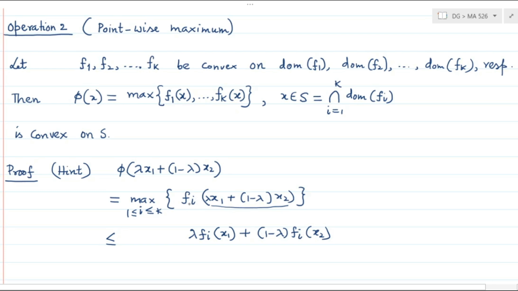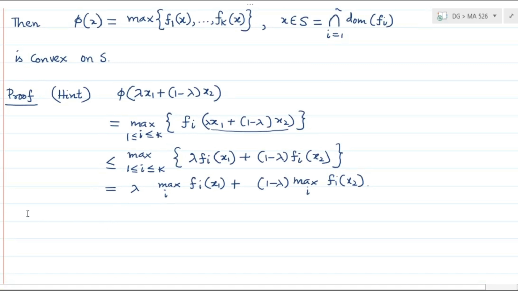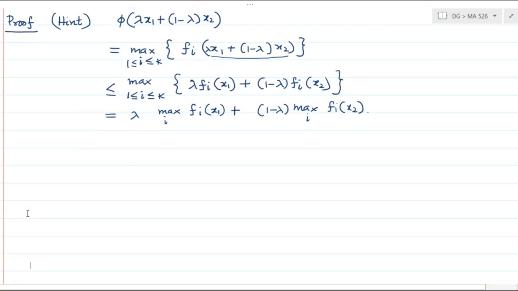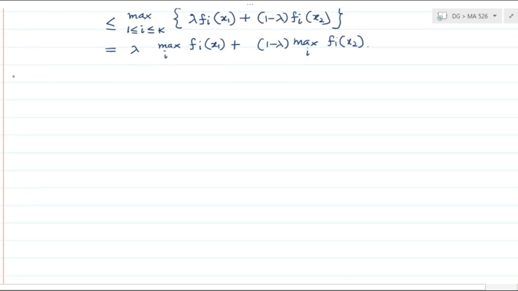So the maximum over f1 value, f2 value, fk value, is obviously less than or equal to the maximum over these values, for 1 less than or equal to i less than or equal to k. Fine. And here, as lambda is positive, we can pull this lambda out, and then it is the maximum over i equal to 1 to k of fi of x1 plus 1 minus lambda times the maximum over i of fi of x2. Now this is a sufficient hint, and you can now straightaway get the result that is stated in convexity preserving operation 2. Now let me give you the next convexity preserving operation.